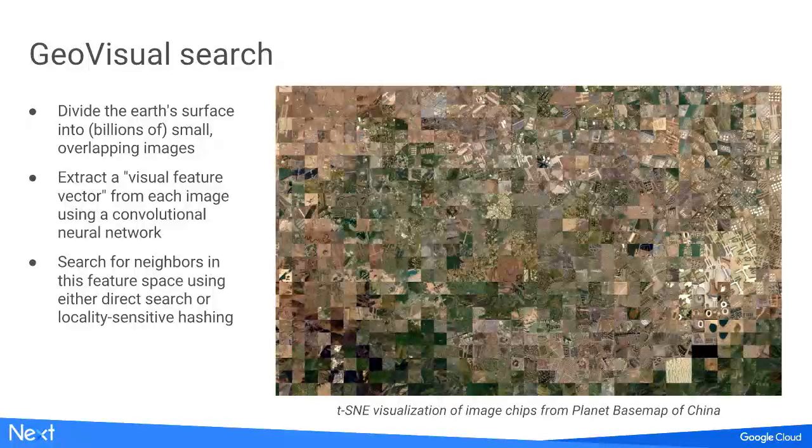And then the demo I'll show you now is called GeoVisual Search, where we divide the Earth's surface into billions of tiny images, and we extract a visual feature vector. And this was done using Google Cloud, using TensorFlow on Google Cloud. And once we have those feature vectors, we then need a way to search them very quickly so that when someone clicks on a particular type of object, we can search through all these billion images for the 1,000 images that look the most like that. So if we can switch over to the demo.